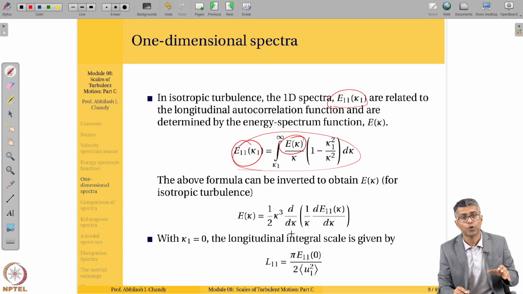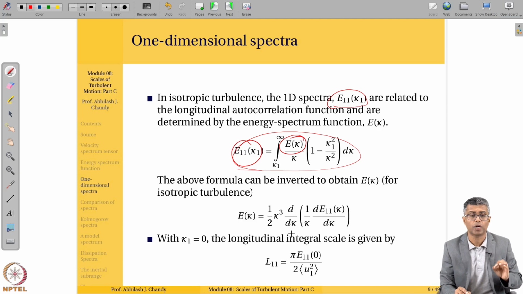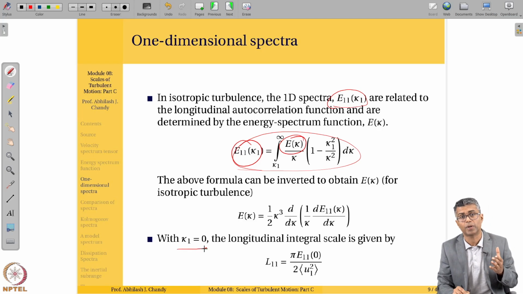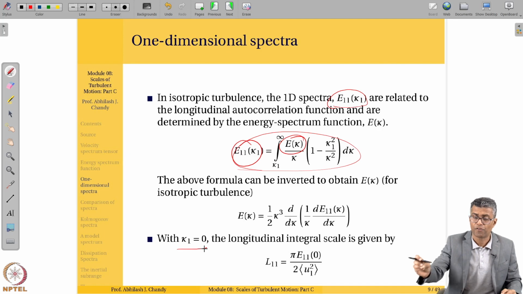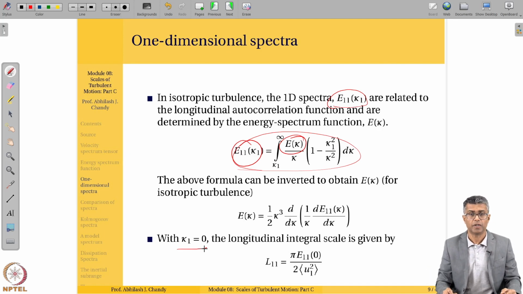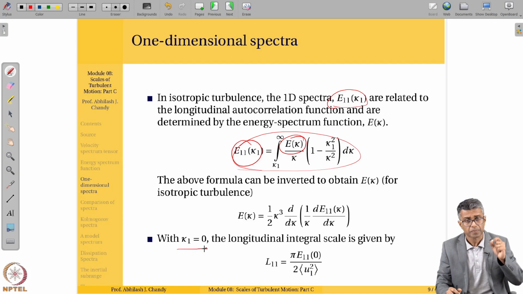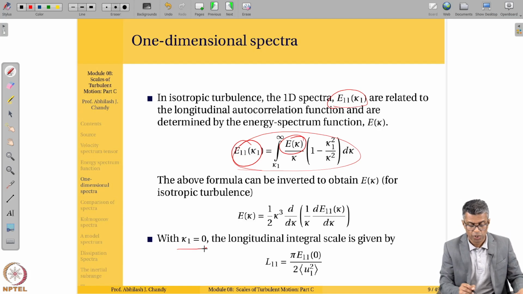Now, if you assign kappa 1 to be 0, then you can calculate the integral length scale. And we did this earlier. We derived it when we looked at Fourier transforms in time space. There was a way to actually get the integral length scale, a large length scale, from the spectrum function. And how do you do that? You consider the spectrum function at the lowest wave number, which is 0. So that is what we mean by kappa 1 equal to 0.